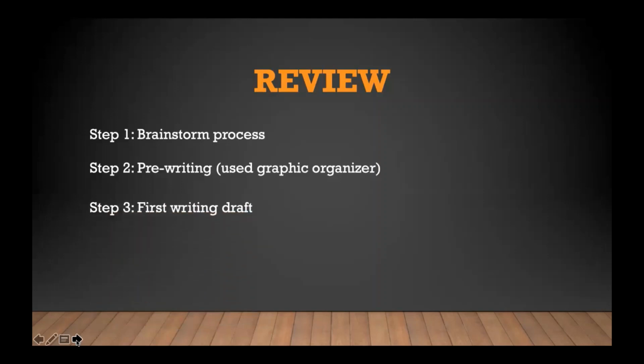Then we moved on by completing our first writing draft. We used our graphic organizer to complete our draft. There was a beginning, a middle section, and an end.